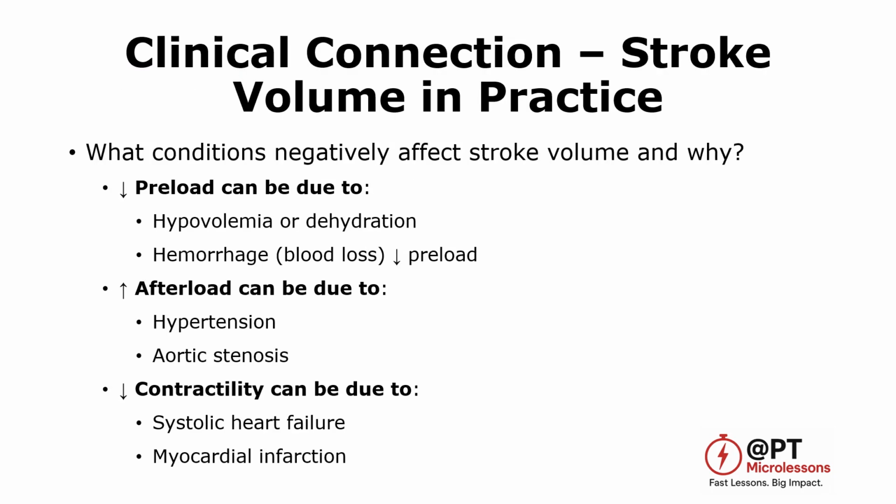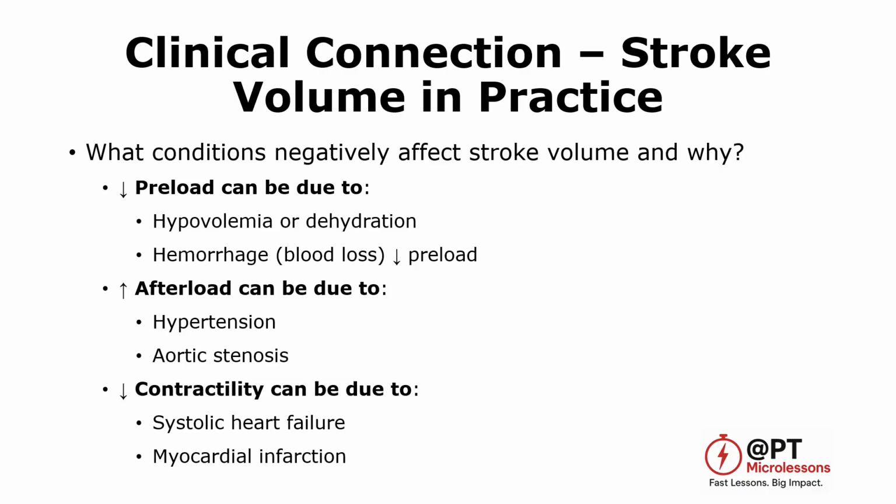Now that we've learned what determines stroke volume, let's apply these concepts clinically. Remember, to maximize stroke volume, we want a high end-diastolic volume and a low end-systolic volume. As you'll see, many cardiovascular conditions do the opposite by decreasing preload, increasing afterload, or reducing contractility.